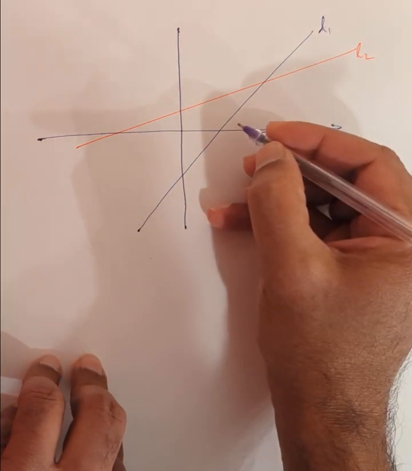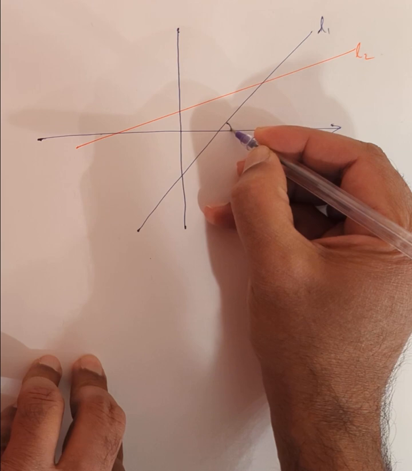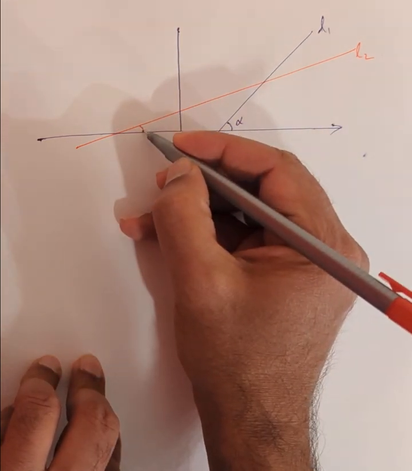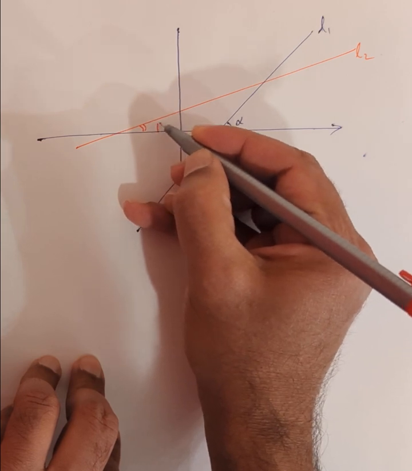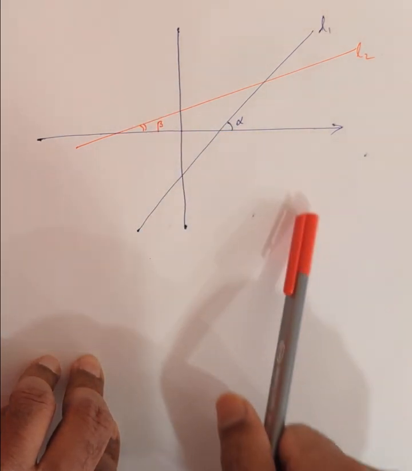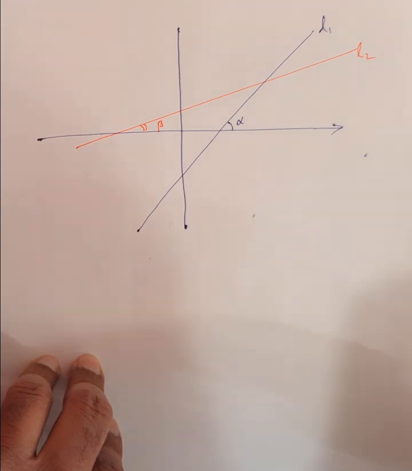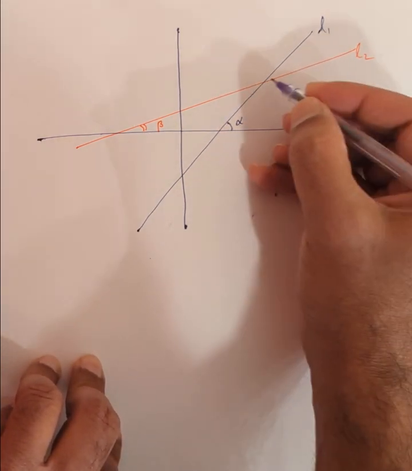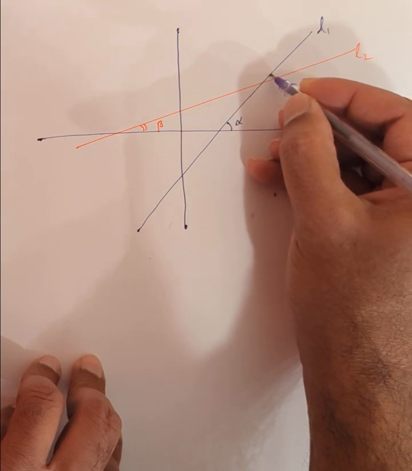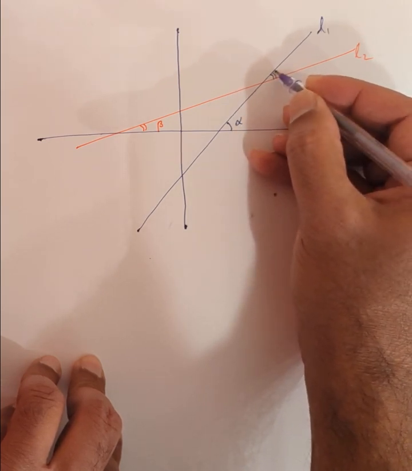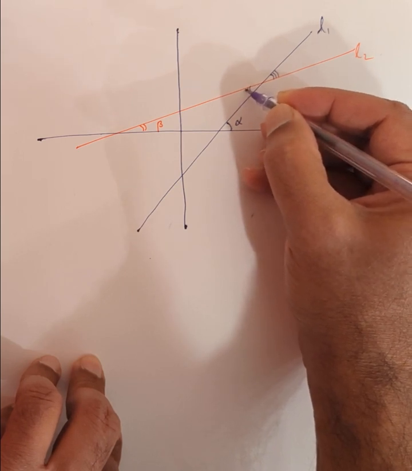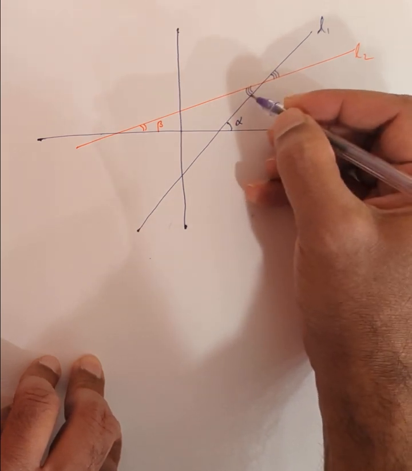Line L1 makes an angle alpha and say line L2 makes an angle beta. And I'm interested in knowing the angle between these two lines. So what would be the angle between these two lines? So this angle or this angle, they are the same because they are vertical angles. So this is the angle that I'm interested in.